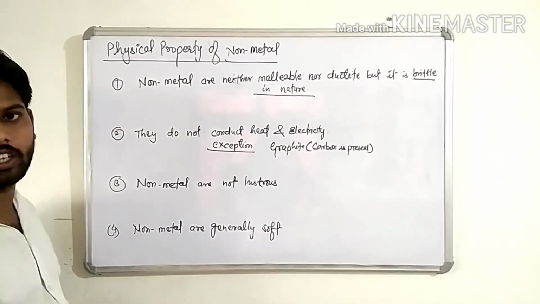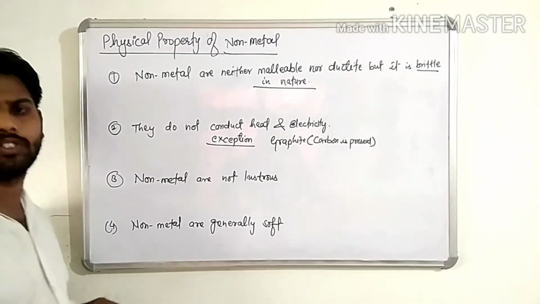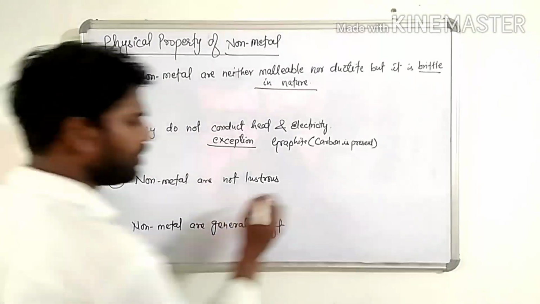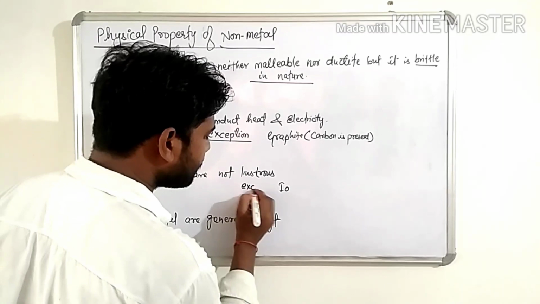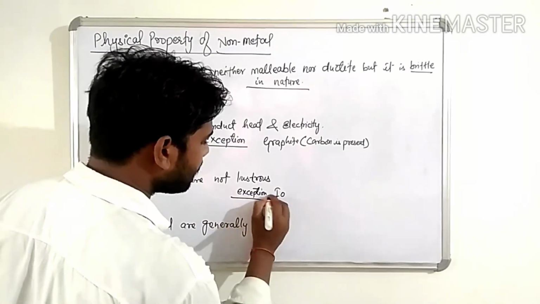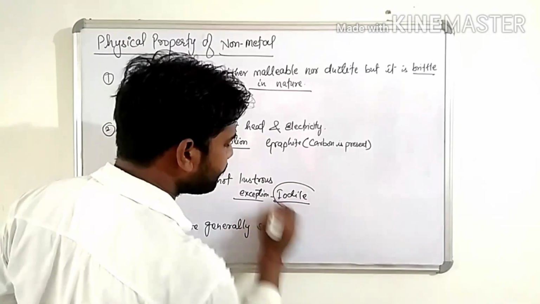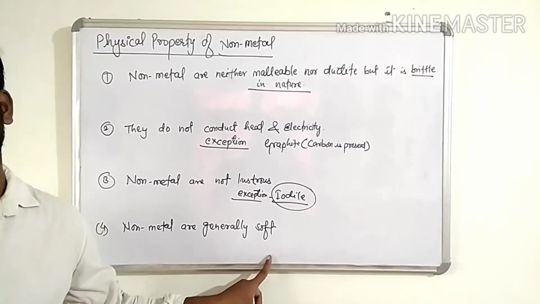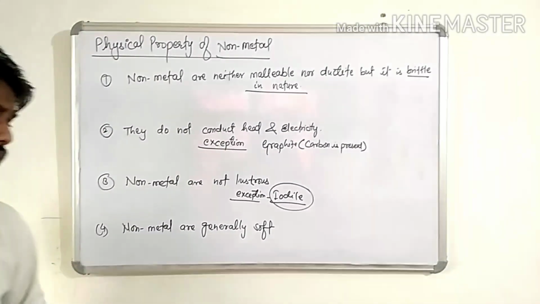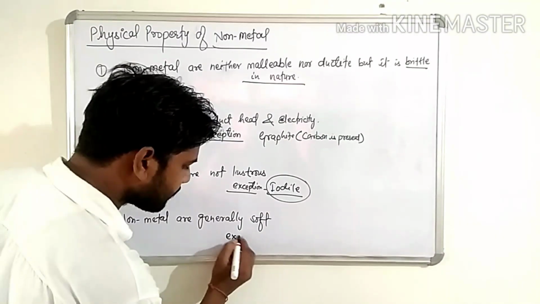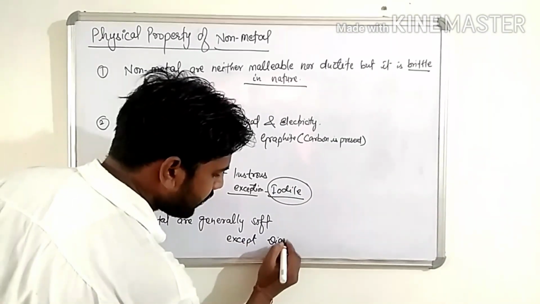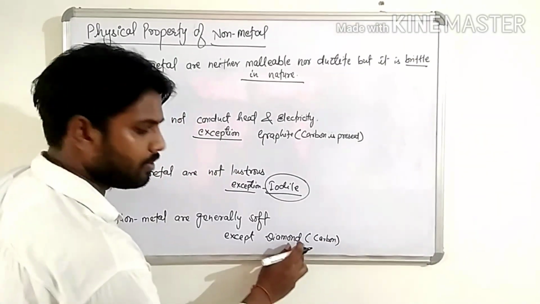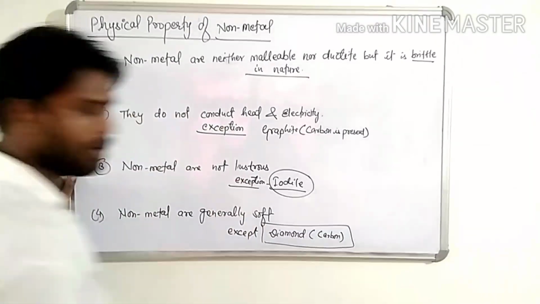Non-metals are not lustrous, meaning they do not show a shining surface. They have a dull appearance. Except, children, iodine. The exception is iodine. Iodine shows a shining surface, children. Non-metals are generally soft. All the non-metals are generally soft, children, except diamond. Diamond is made up of carbon, children. Carbon is the hardest non-metal.